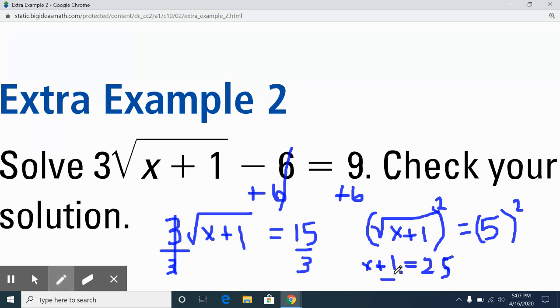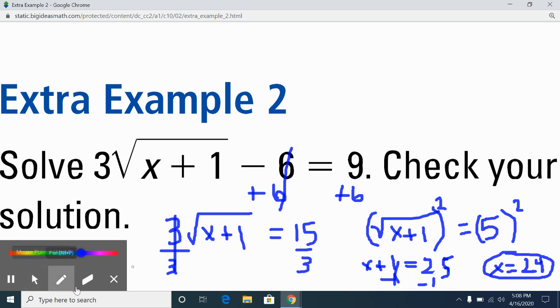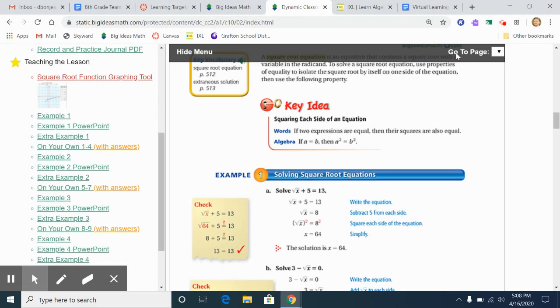And then I'm going to subtract the 1 to get x equals 24. So that's all we're going to do today, we're going to stop there. And hopefully that made sense.